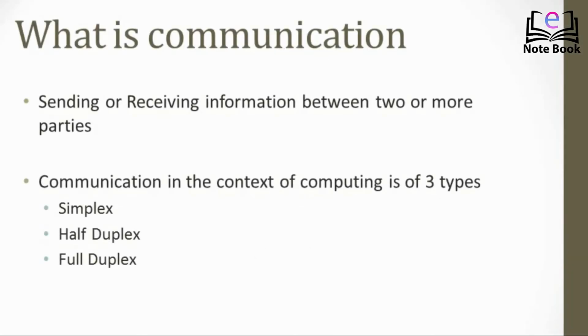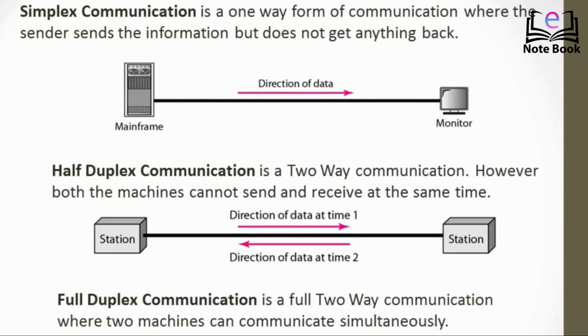So to start off, let's talk about communication. Communication can be defined as sending or receiving information or data between two or more parties. Communication in the digital context is of three types: simplex, half duplex, and full duplex. Simplex communication is a one-way form of communication. The best example for this would be this video, where I am able to inform you of these things, however you are unable to respond to this information.